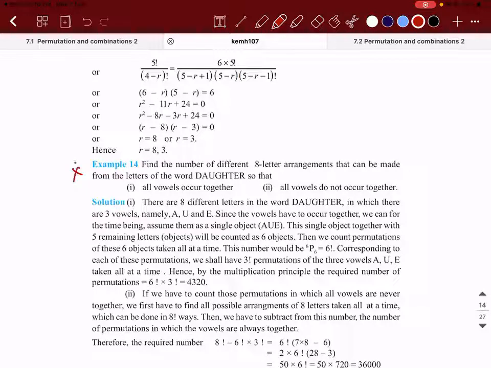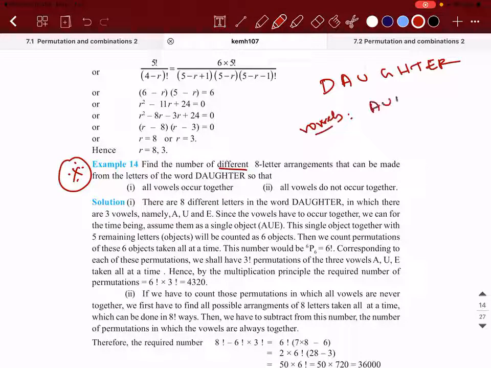Now this is a good one again. Find the number of different 8-lettered arrangements that can be made from the letters of the word DAUGHTERS so that all vowels occur together. So this is one kind of problem where this occurring together comes into the picture. So D, A, U, G, H, T, E, R. The vowels are what? A, U, E. So how many consonants are there? D, G, H, T, R. Right.